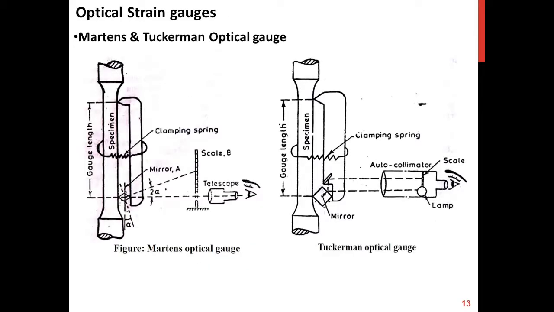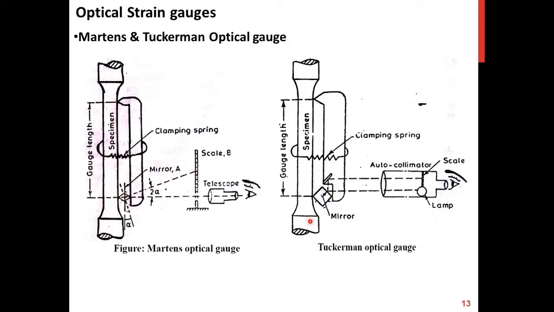Two forms of the optical strain gauge: Martens and Tuckerman optical strain gauge. In our Martens optical strain gauge, we have the specimen placed over here and two knife edges. The other one is the mirror A type, and when the levers are connected with it, when there is some deformation in the specimen, it is reflected in terms of relative displacement of knife edges, and the light entering into the mirror can be presented as a deflection on a scale B.